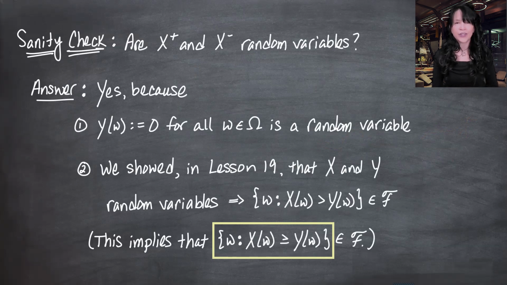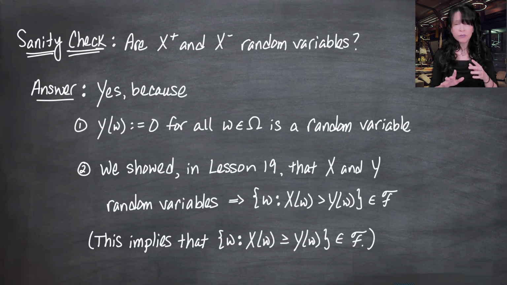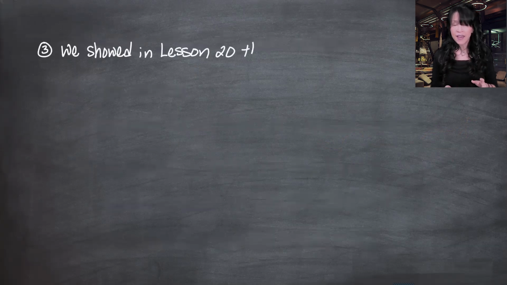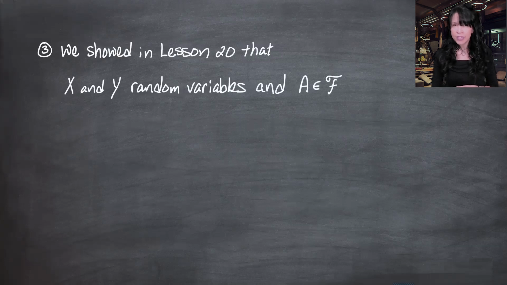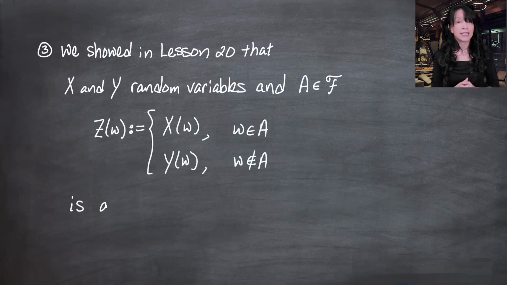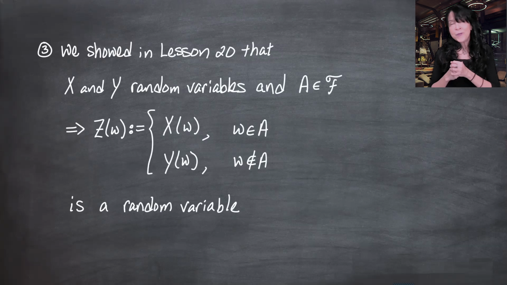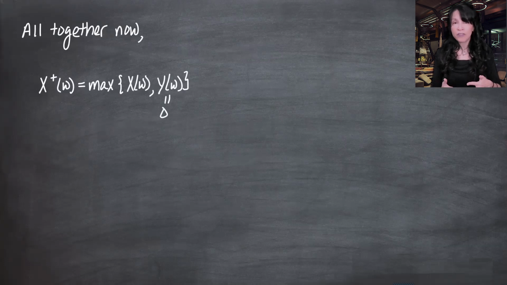So let's try to bring this all together in order to show that x plus is in fact a random variable. We showed in lesson 20, I believe, that if x and y are random variables and if A is a set from our sigma field curly F, then if we define a new function z of omega to be x of omega whenever omega is in A and y of omega whenever omega is not in A, then z is a valid random variable. Okay, so altogether now, let's go back to x plus. X plus of omega is the maximum of x of omega and y of omega, where y of omega is 0. That's how it was defined.